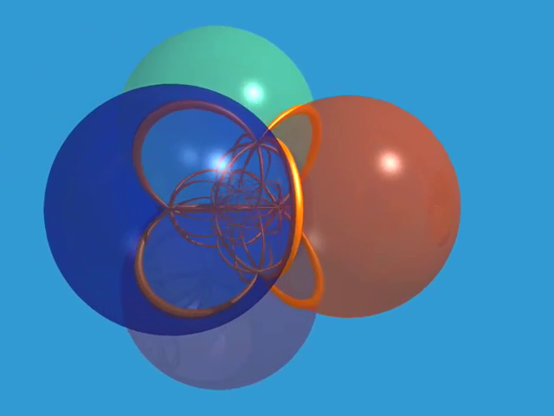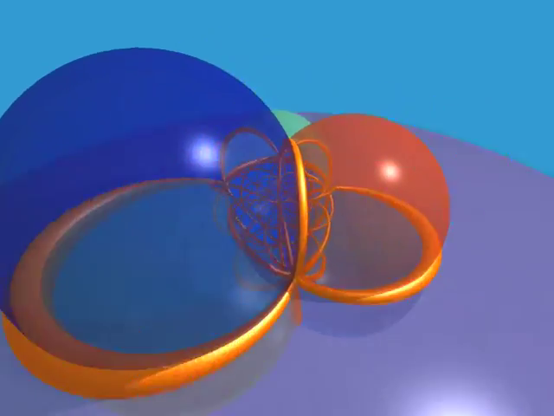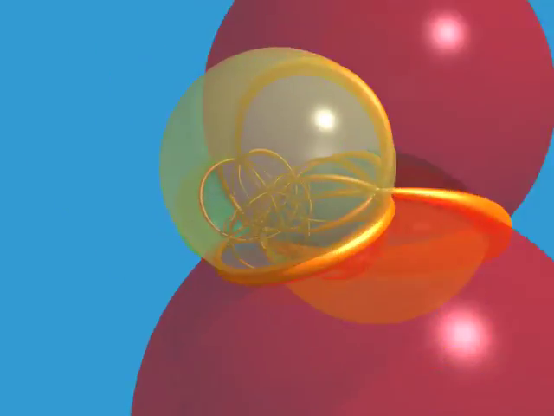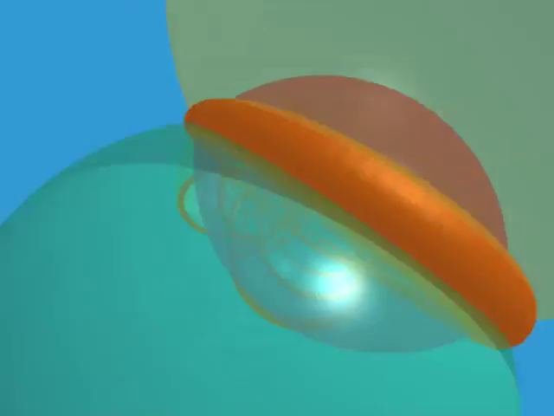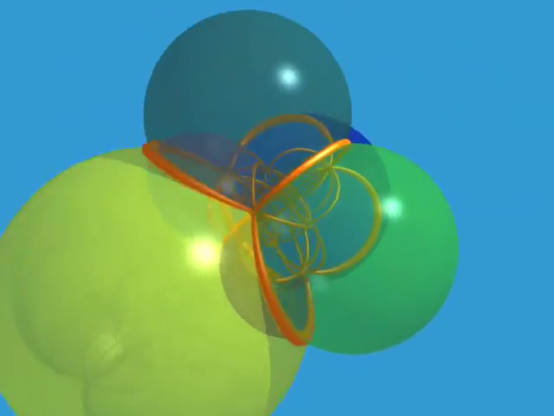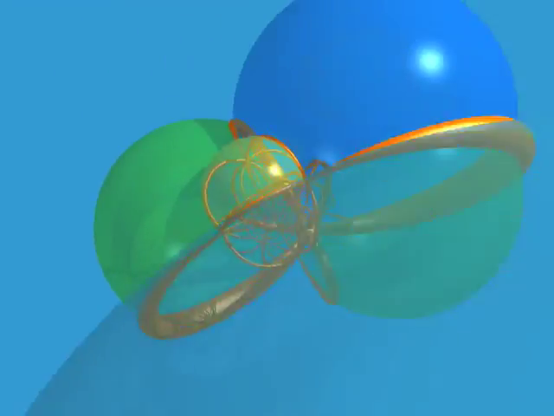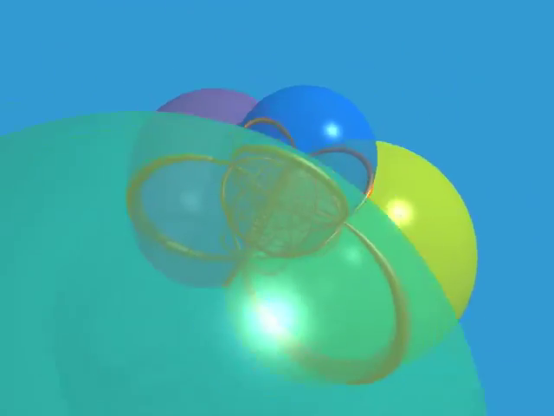Let's finish with the 600 cell, with its 600 three-dimensional tetrahedral faces, its 1200 triangular faces, its 720 edges, and its 120 vertices. Trust me, there are 14,400 symmetries of four space which preserve this object.